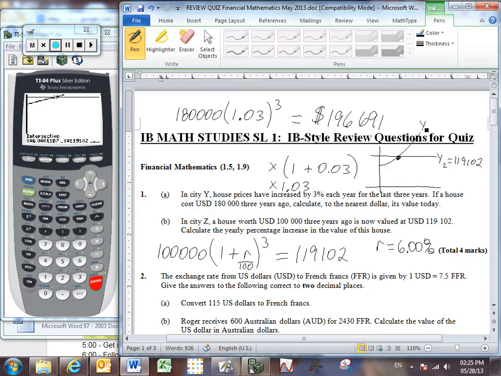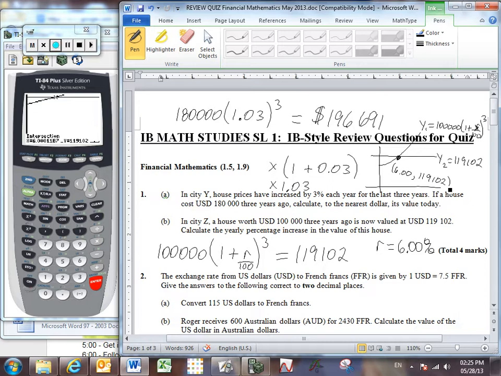So my growing function is y1 equals 100,000 times (1 plus r over 100), or x, maybe I should call it, to the power of 3. And then they intersect at 6.00, 119,102. And so just show the graph, because that demonstrates the method that you have used.